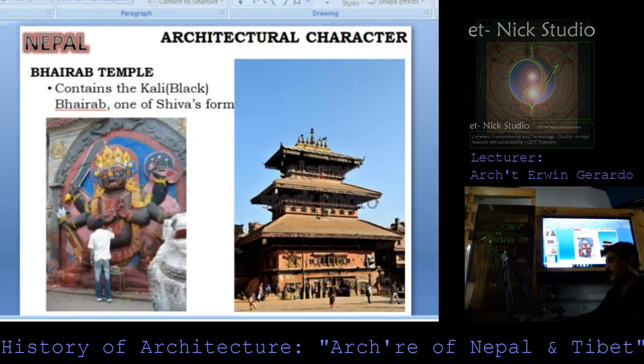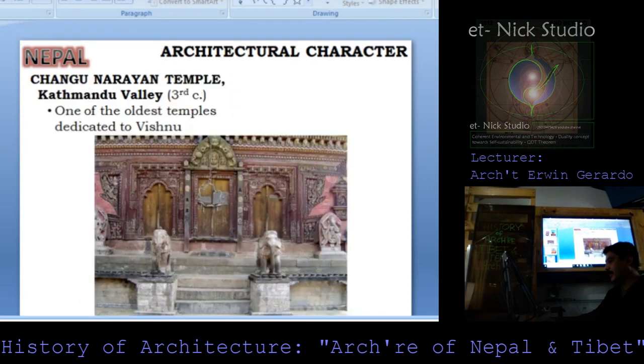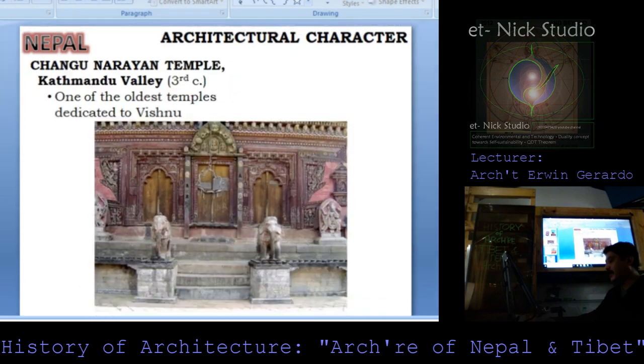Nepal, its architectural character. Bhairab temple contains the Kali or black Bhairab, one of Shiva's forms. Architectural character of Nepal. Changu Narayan temple, Kathmandu Valley, 3rd century. One of the oldest temples dedicated to Vishnu.